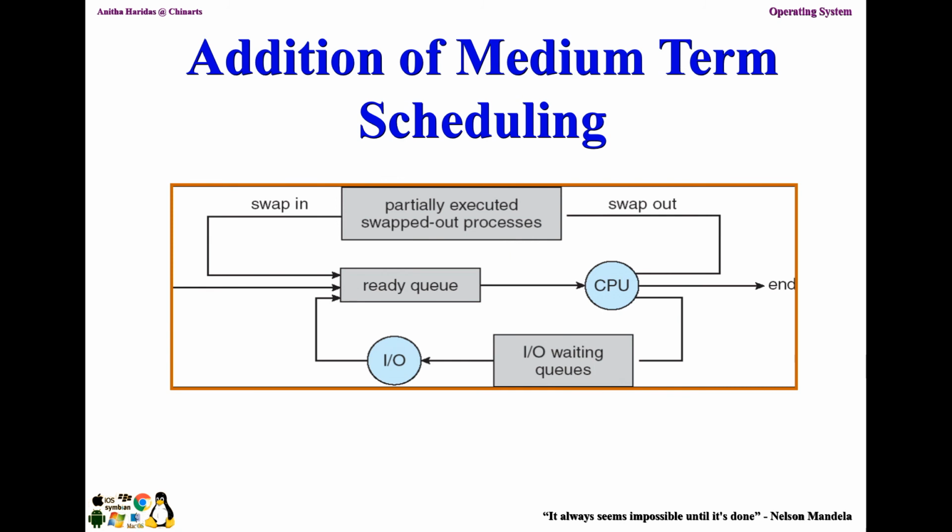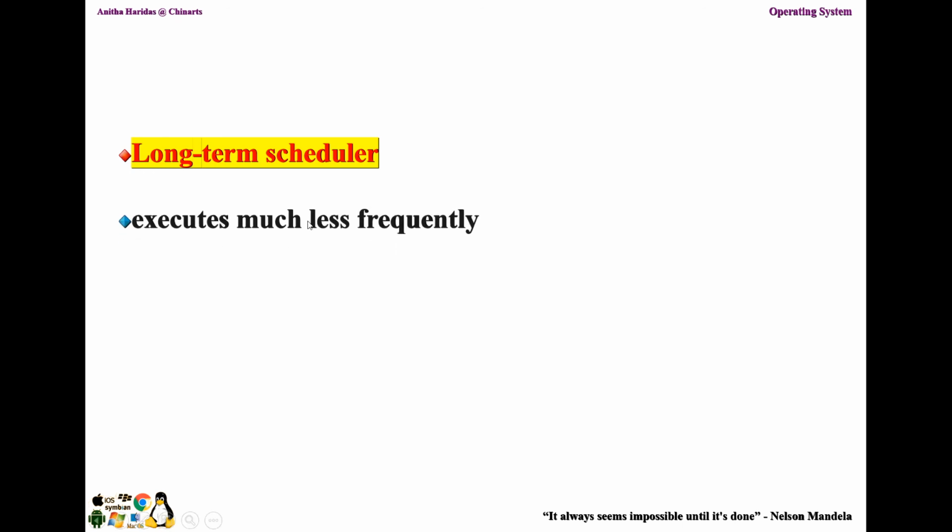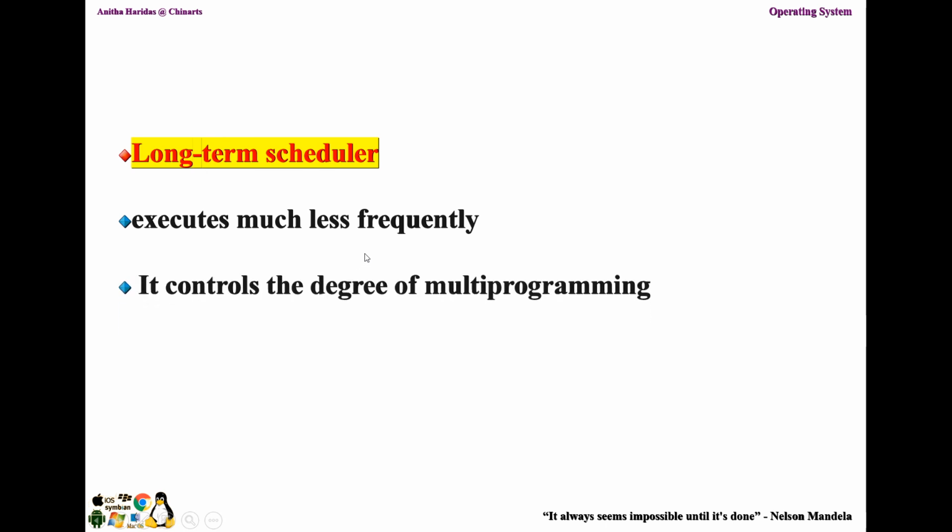Whenever it is swapping out the process and swapping it into the ready queue, this is called swapping, which is done by the medium term scheduler. Okay. So the long term scheduler executes less frequently. Why? Because moving processes from the job queue to the ready queue is the long term scheduler's duty. So this will be executed less frequently, and this is the one that controls the degree of multiprogramming.